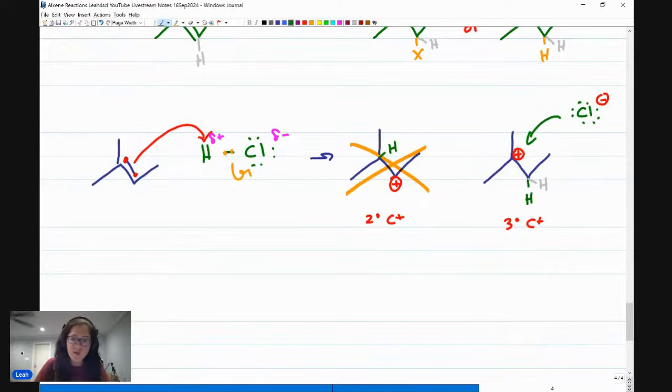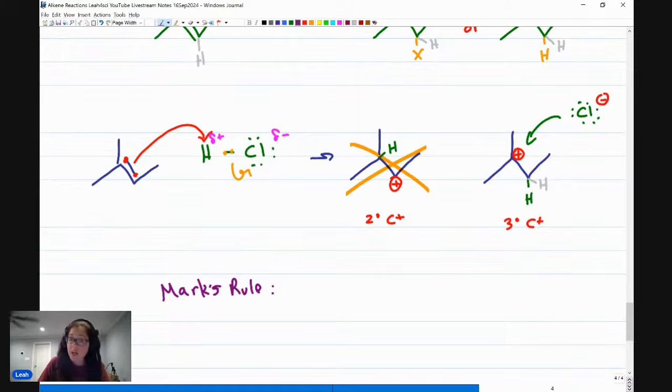So the slow step, the rate determining step, the one that will give us the ultimate positioning of where the incoming nucleophile goes and where the hydrogen goes, has everything to do with the carbocation. And this is the logic behind Markovnikov's rule. And so here's how I want you to think of Markovnikov's rule moving forward.